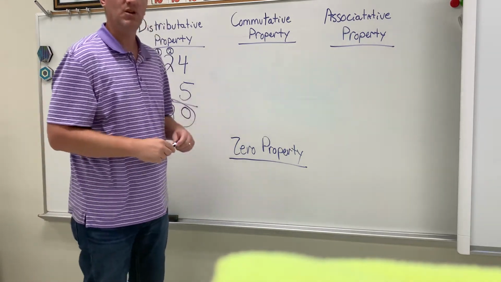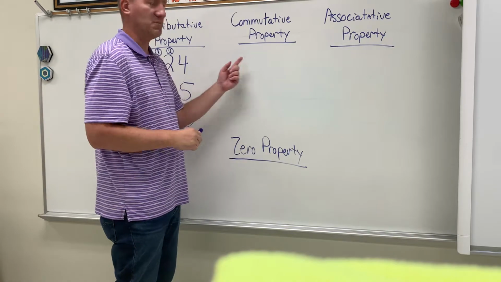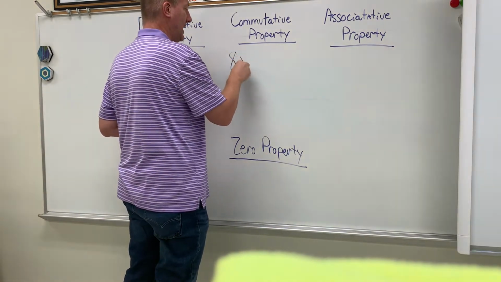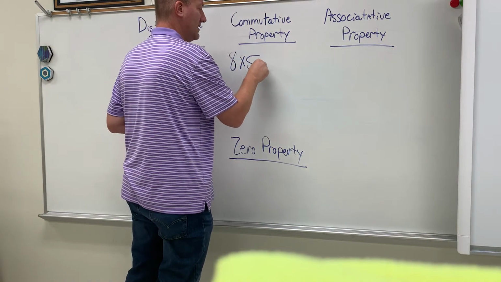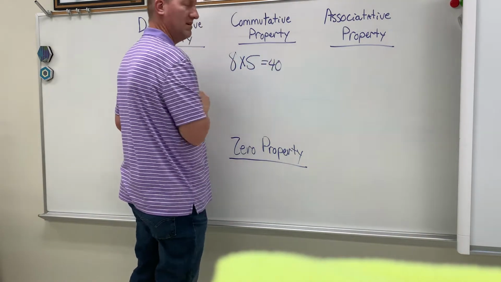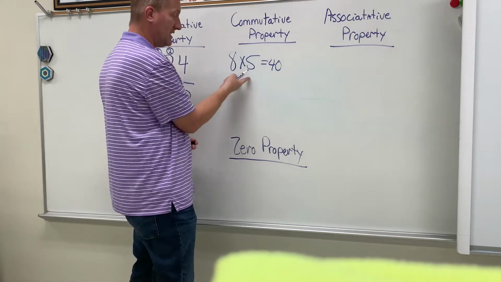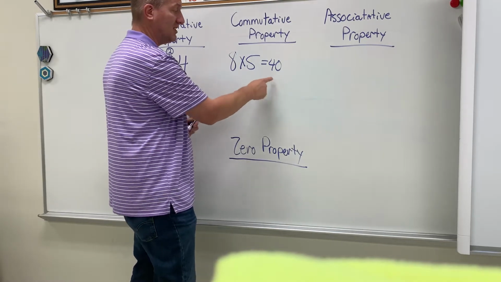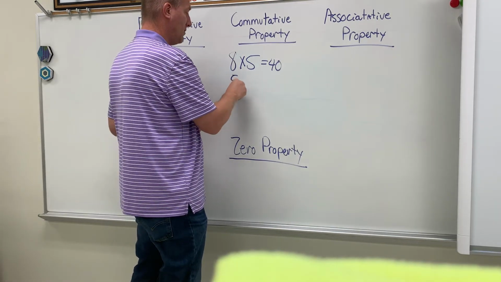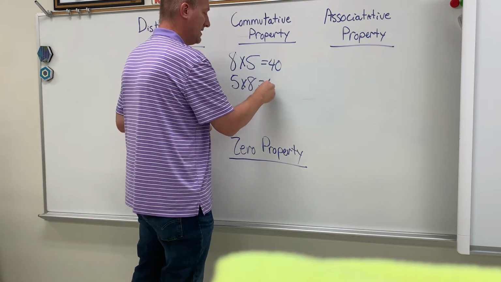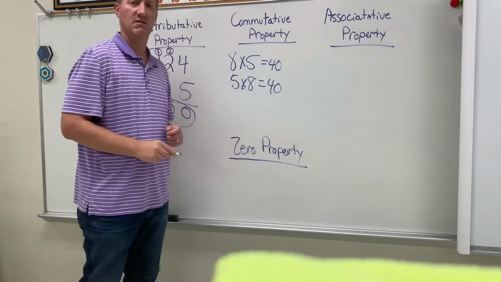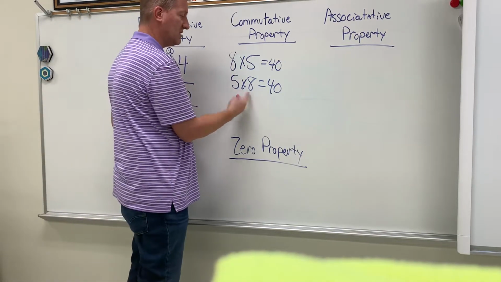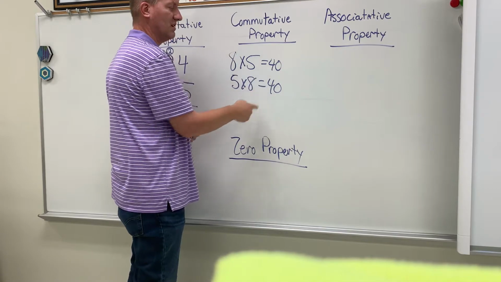All right, now the commutative property is a pretty simple one. It means if you have 8 times 5, and that equals 40, then if I switch these numbers around, if I change them, it's still going to equal 40. So that would mean 5 times 8 equals 40. Okay, does that make sense? So it means if I switch these around, it's still going to work.